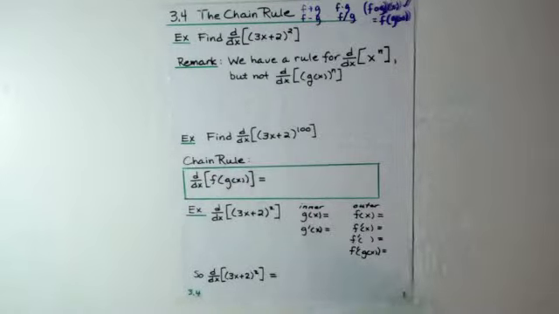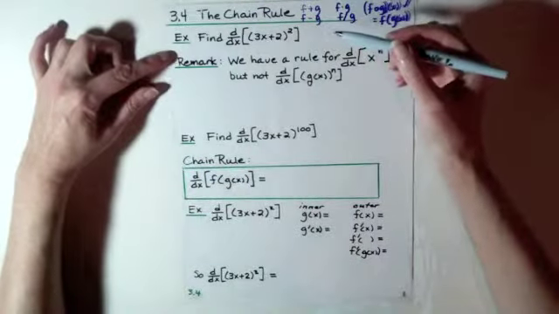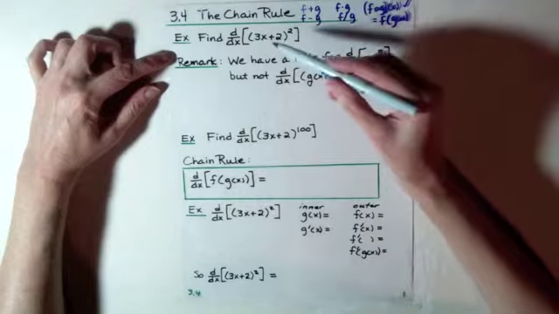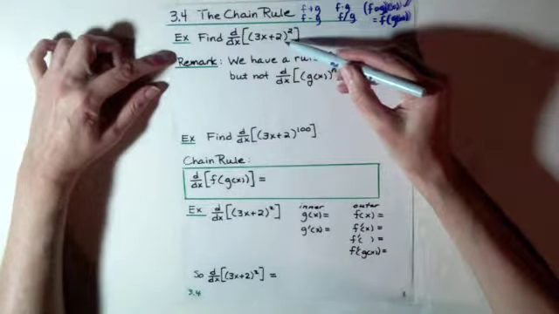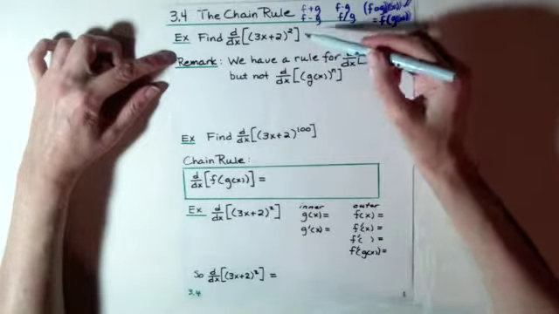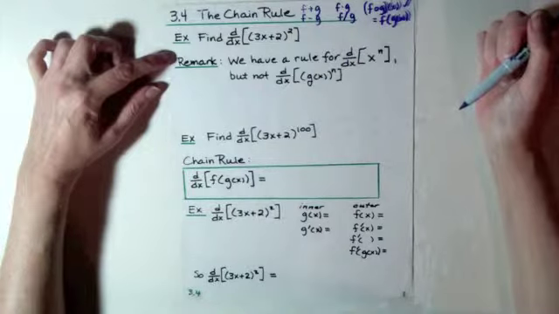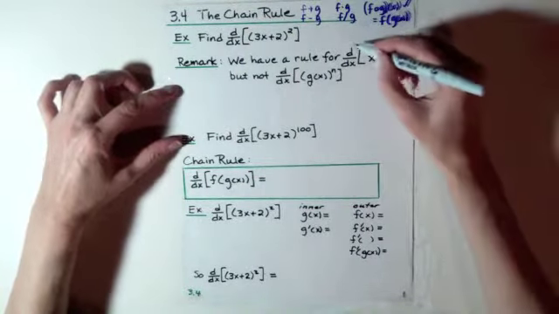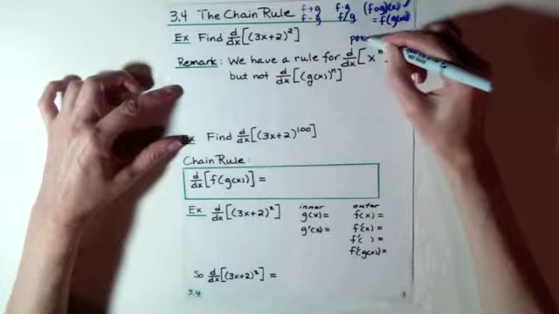Well, before we get into a discussion of the chain rule and state what the rule is, I want us to think about this particular example. Suppose I ask you to find the derivative of 3x plus 2, that whole quantity squared. Well, we have a rule for the derivative of x to the n. That's what we refer to as the power rule for derivatives.